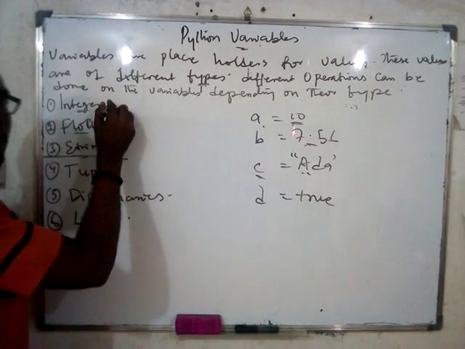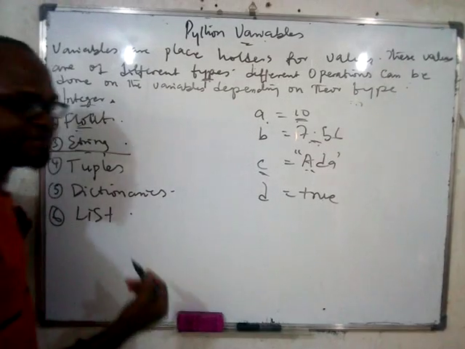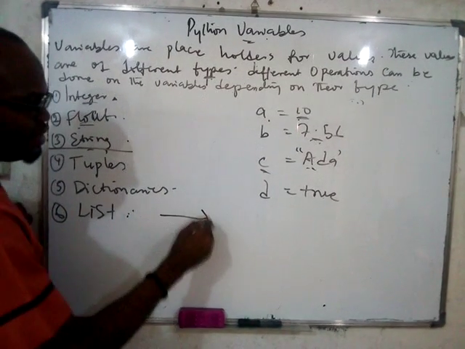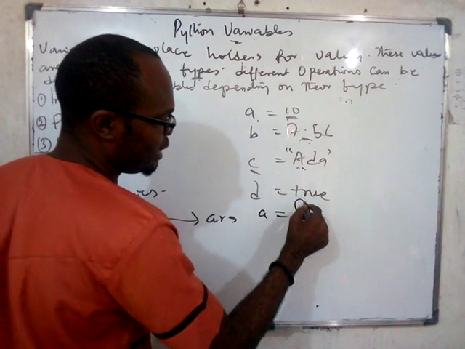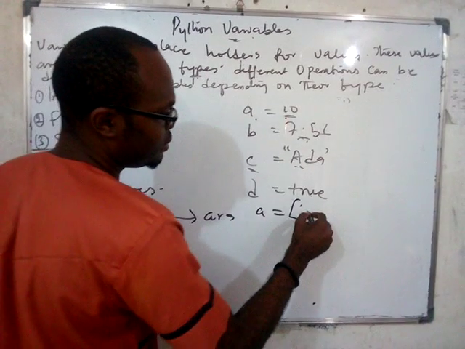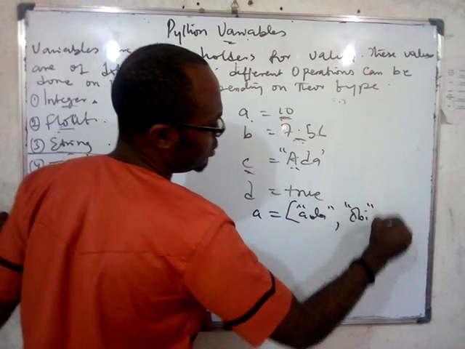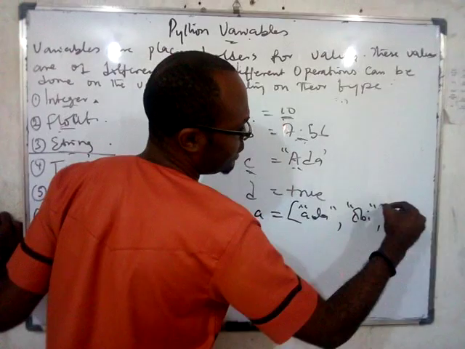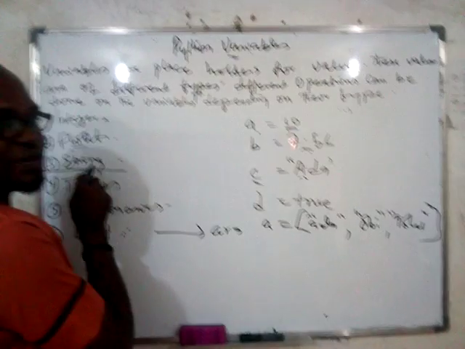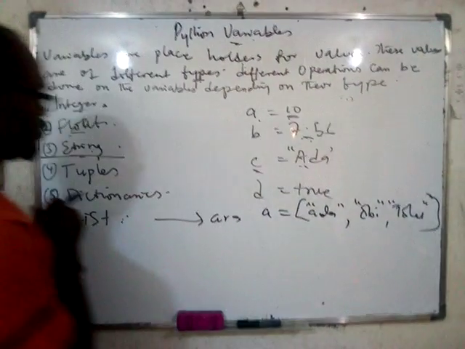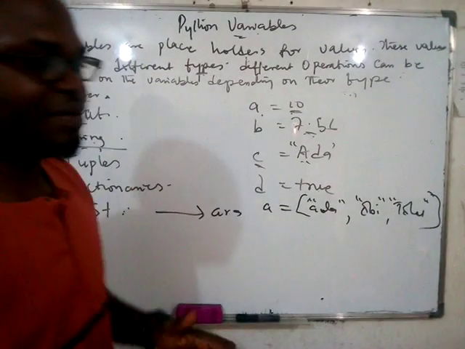So integer is a whole number. Float is numbers with decimal points. Strings are things like names. List is an array. Like if you have a is equal to Ada, Obi, Tolu. Can you see this? Is this one string? If it is only one string, it would have been of the type string. But since it contains many, we call it a list. Is that clear? So we are going to be looking at all these different variable types in Python.